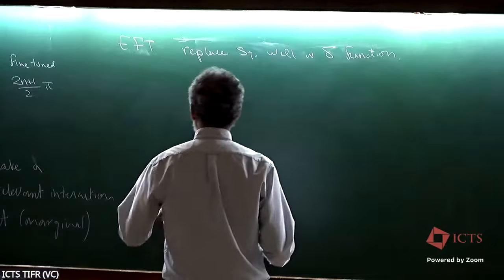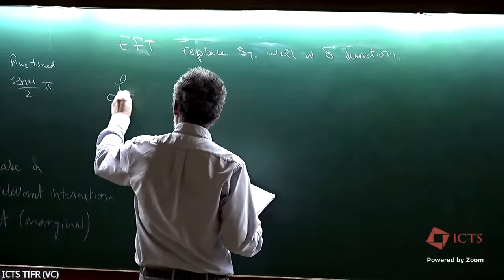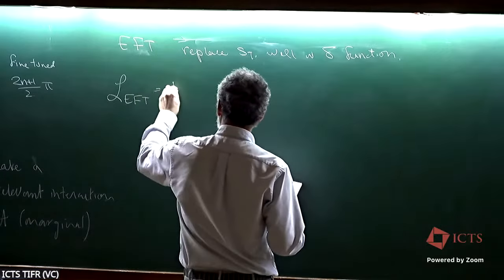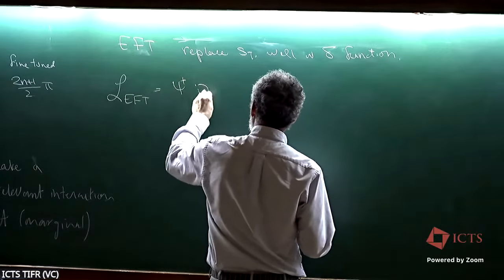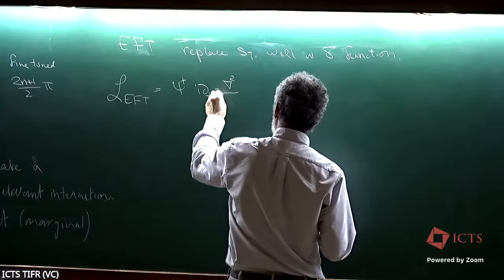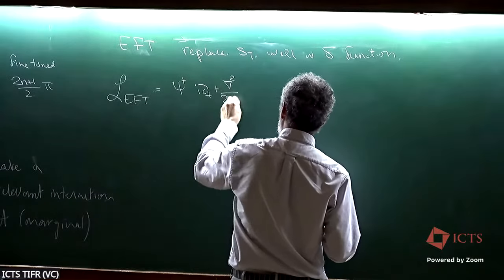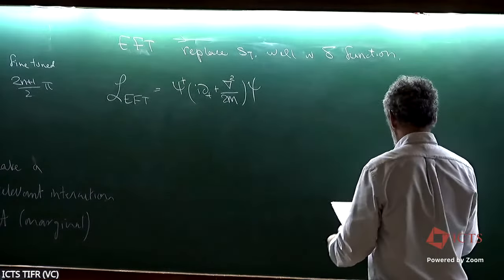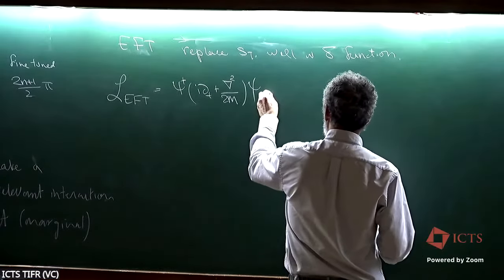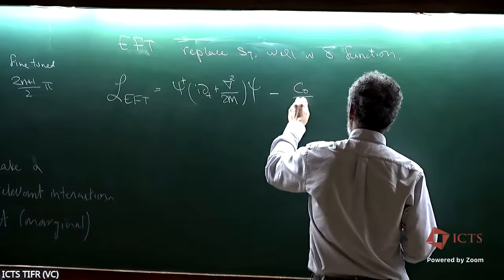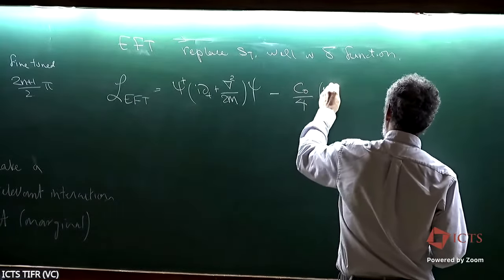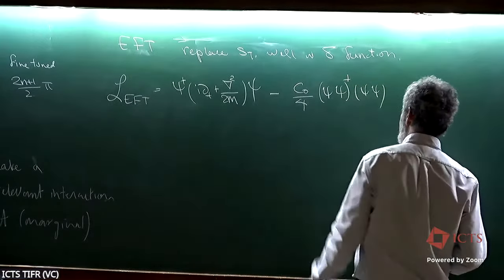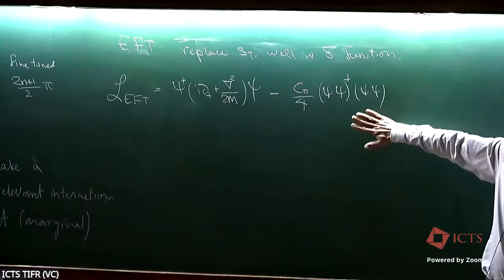Okay, so we're now going to look at an effective field theory where I've got psi dagger (i d/dt plus del squared over 2m) psi, and a contact interaction, which will be minus C naught over 4 psi dagger psi dagger psi psi. And this is all at the same space-time point.